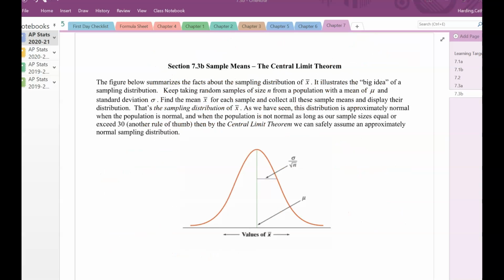So just like we had a diagram with the rule for sample proportions, you can take a look at the diagram here, applying the central limit theorem. The sampling distribution is approximately normal if the sample size exceeds 30 or if the population distribution is already normal, with a mean at the population mean and a standard deviation here.